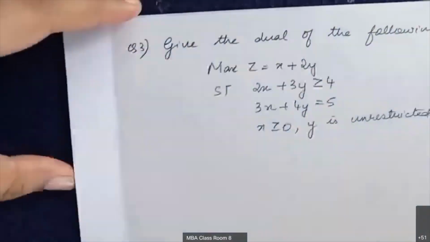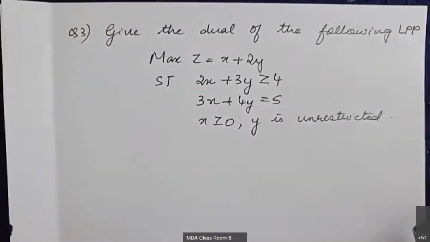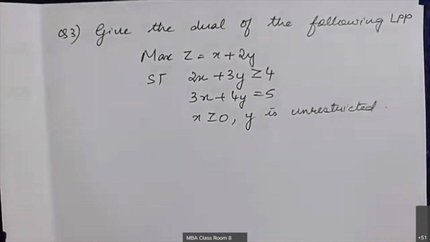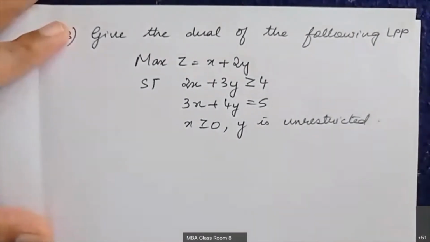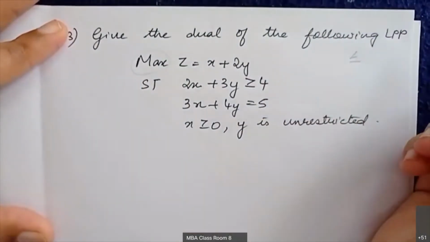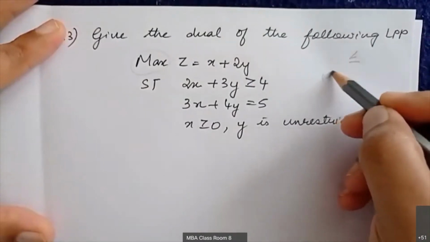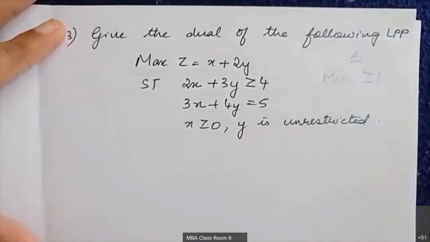So here we have this LPP. Initially what you have to do is convert it into a canonical form. Canonical form means if you have the maximization LPP, then all the constraints should be of less than or equal to type. If the LPP is of minimization, then all the constraints should be of greater than or equal to type. So that is the canonical form.